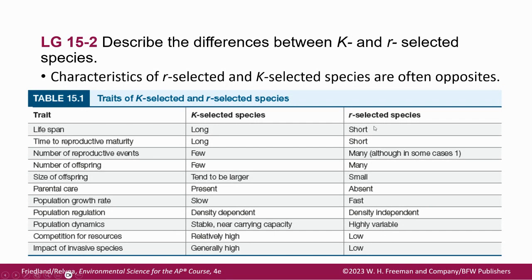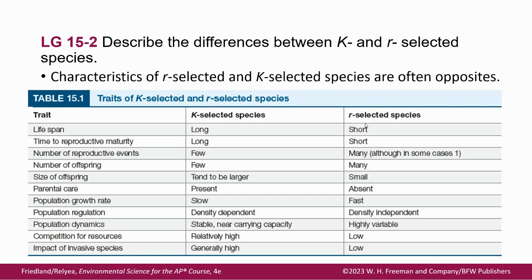Whereas on our R selected, okay, their lifespans are pretty short. The time to reproductive maturity also does not take that long. Number of reproductive events. So this is kind of confusing, so make sure you're tuning in. Sometimes they have a lot of reproductive events because they're just trying to get as many babies out as they can. And sometimes, since they don't have a long lifespan, they may only have one.